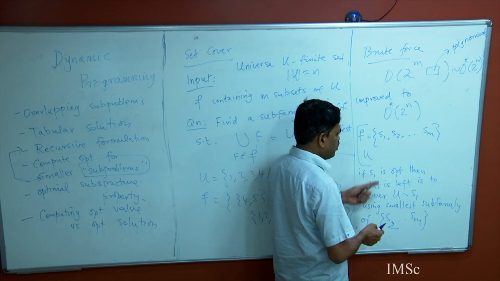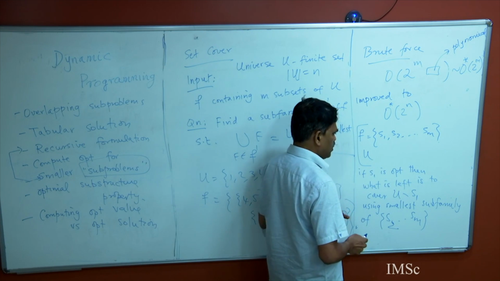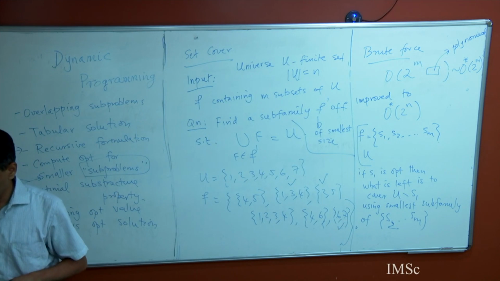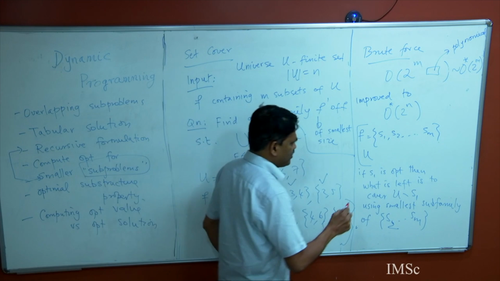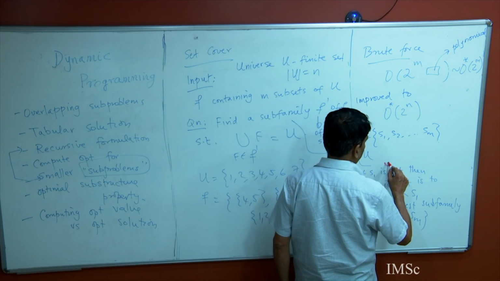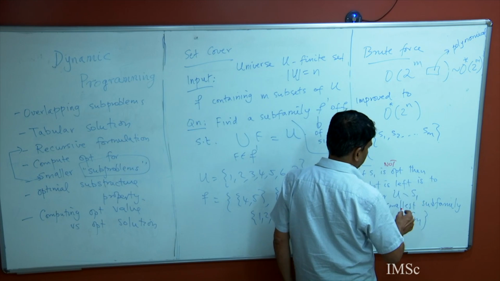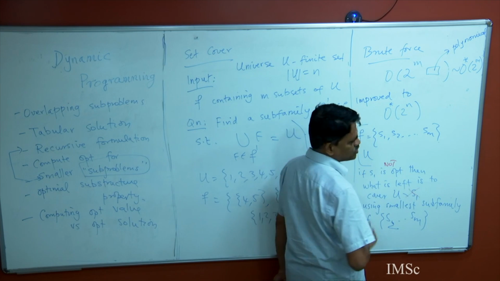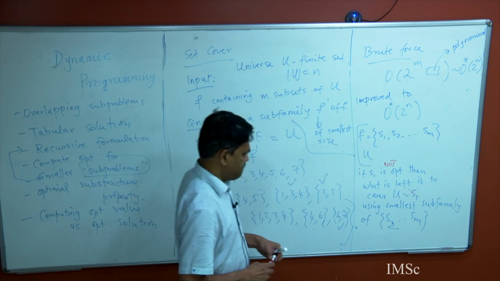If S1 is not in the optimum, then what is left is to cover U using S2 to Sm.